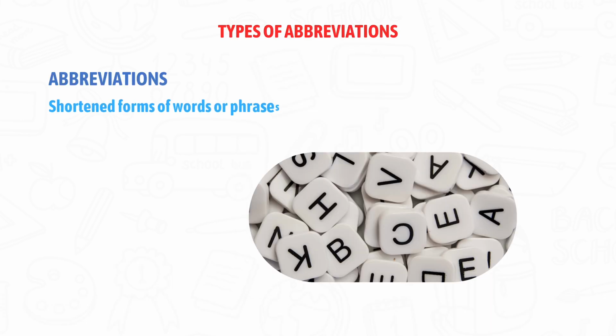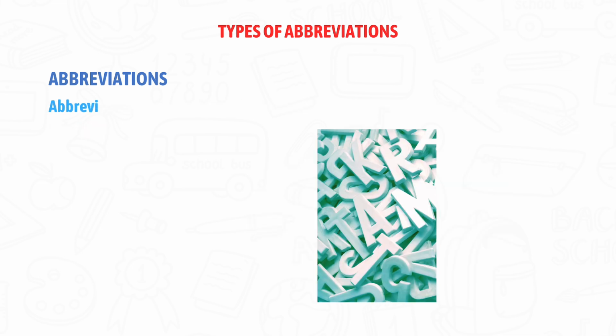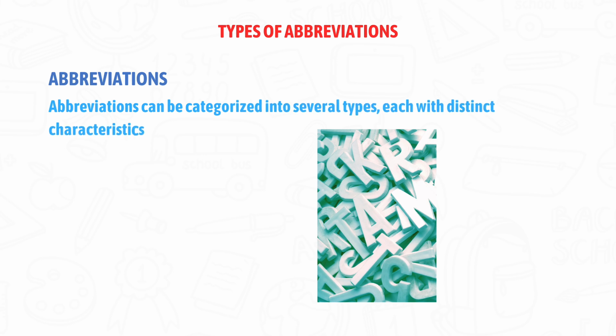Abbreviations are shortened forms of words or phrases. They are often used to save time and space in writing. Abbreviations can be categorized in several types, each with distinct characteristics.